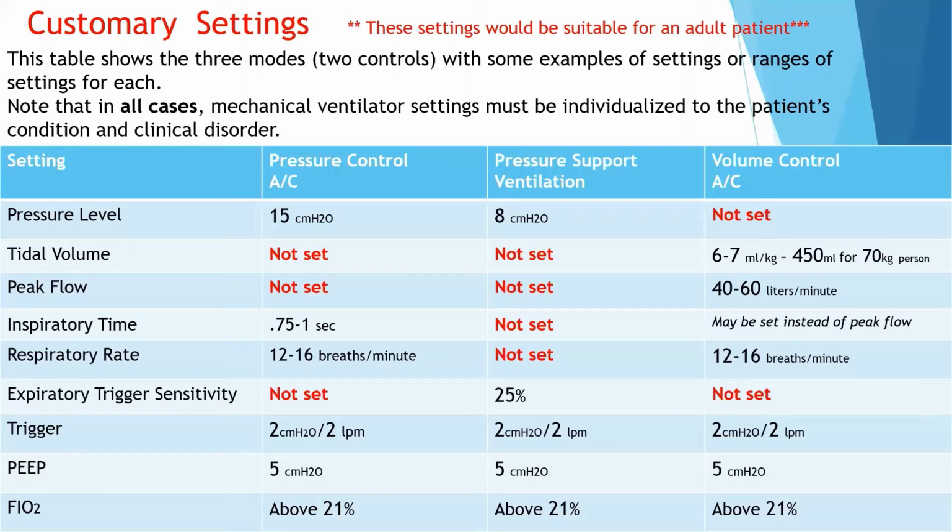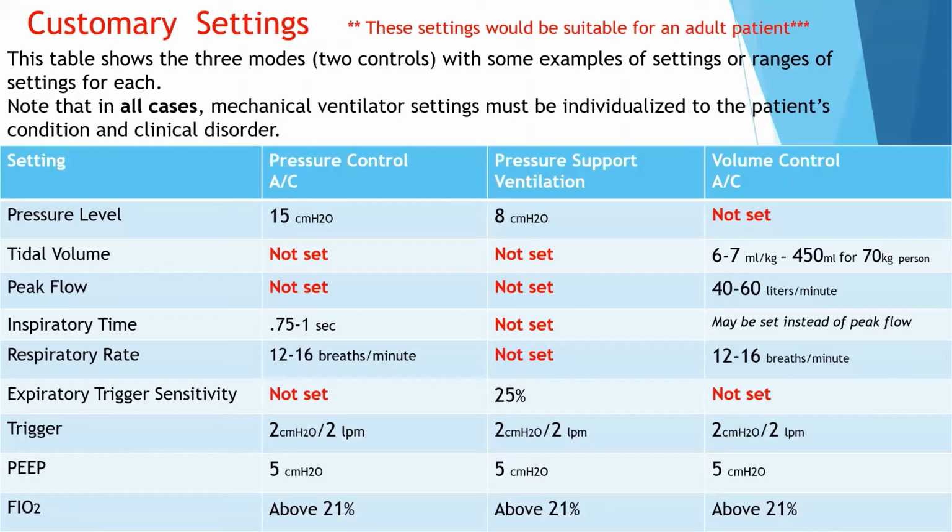This slide shows customary settings, and these settings would be suitable for an adult patient. This table shows the three modes, two controls, with some examples of settings or ranges of settings in each. Note that in all cases, mechanical ventilator settings must be individualized to the patient's condition and clinical disorder.